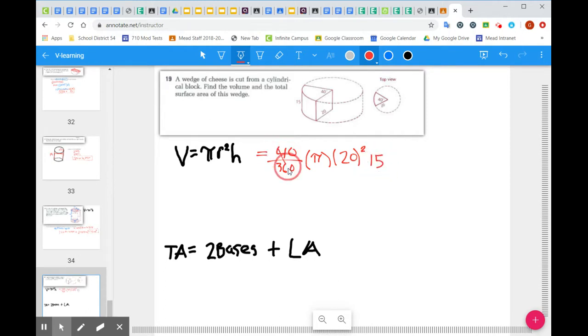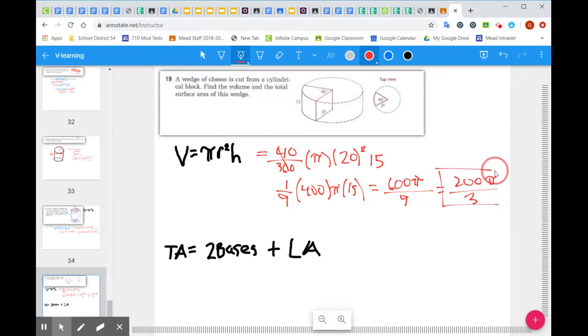We can simplify 40 over 360, that becomes 1/9. 20 squared is 400. We have 400 pi, and we still have 15. When we go ahead and solve, we end up getting 600 pi over 9. And what you'll notice is we can continue to simplify, dividing both numerator and denominator by 3. We get 200 pi over 3. So that is for the volume.